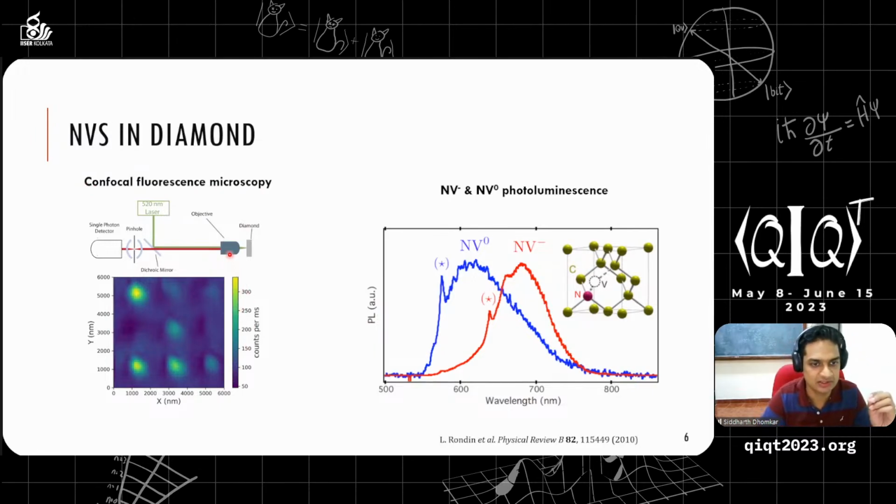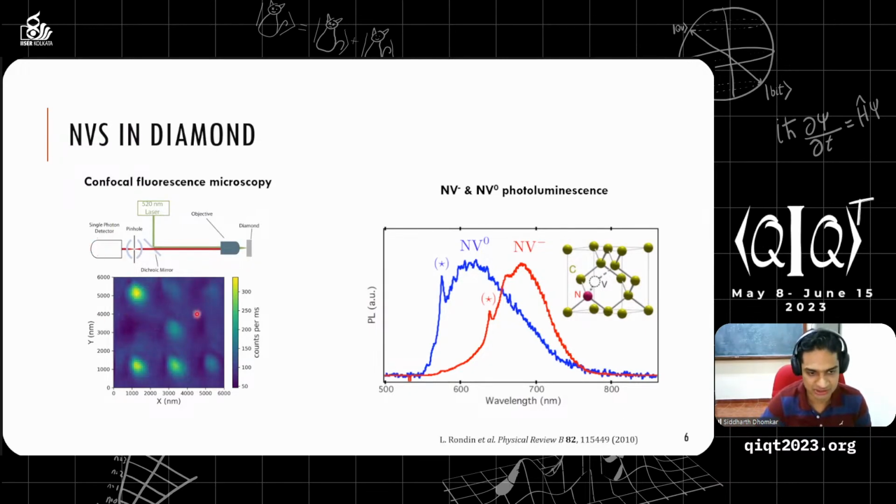We're shining this diamond with a green laser around 520, 530 nanometer wavelength. We shine it, then you excite this defect. The defect will get de-excited eventually by emitting a photon. You can then use what is known as a dichroic beam splitter to separate the laser illumination light and the fluorescence, and then you can collect it using a single photon detector.